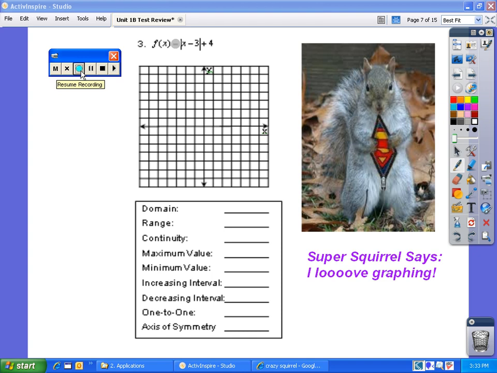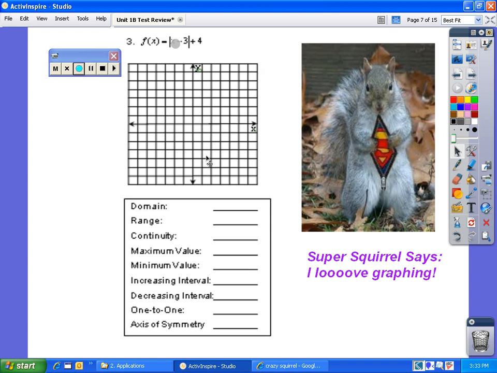Alright, another graphing question. And Super Squirrel says, I love graphing. And I love graphing too, Super Squirrel.